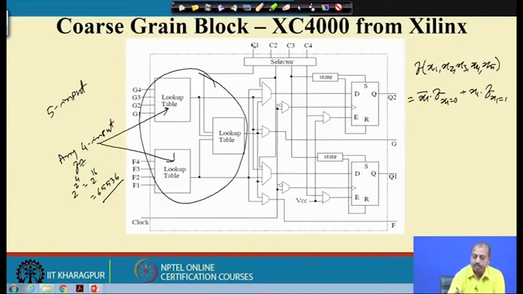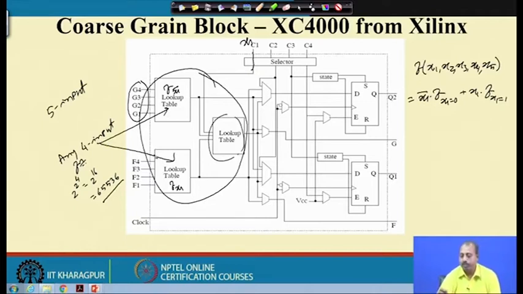Now, this x1 line can be connected to this C1. This lookup table can be used to realize f with x1 equal to 0, and this lookup table can be used to realize f with x1 equal to 1, and this selector can be programmed such that it comes here ultimately. So, this lookup table realizes the 3 variable function consisting of the variables x1, f at x1 equal to 0 and f at x1 equal to 1. These 3 variable functions can be realized by this lookup table. As a result, combining these 3 lookup tables, you can get any 5 input function realized. So, that is very powerful.